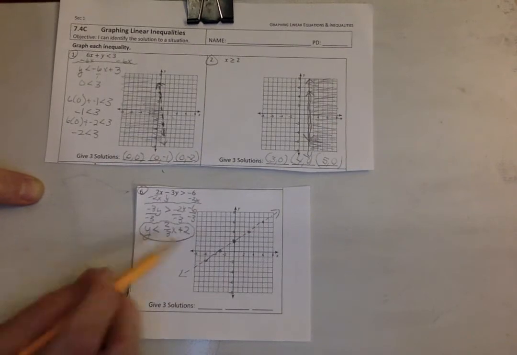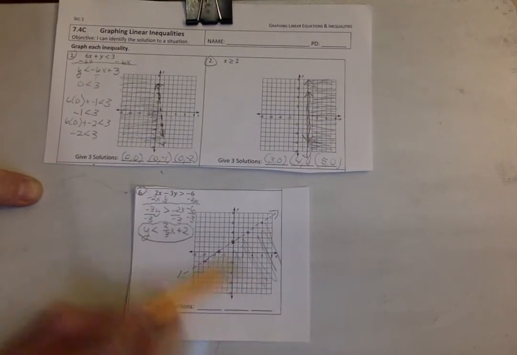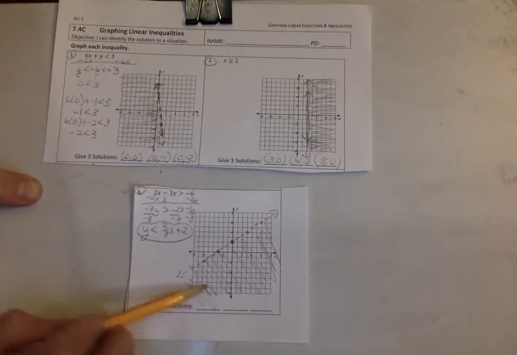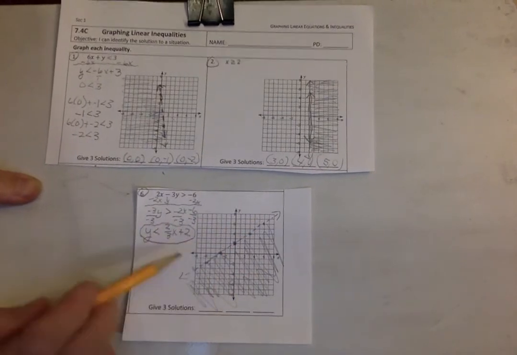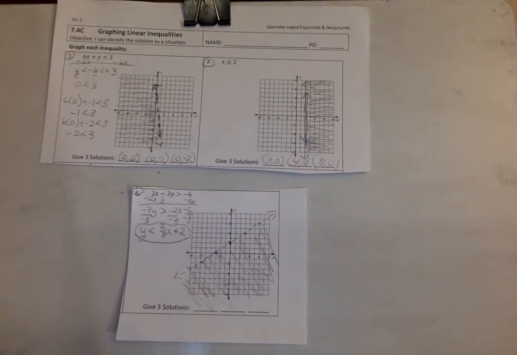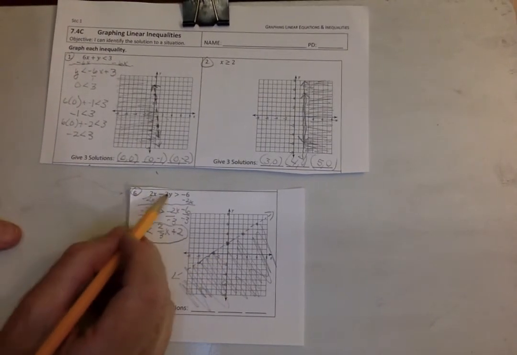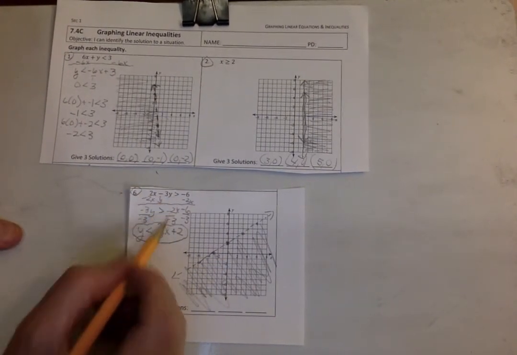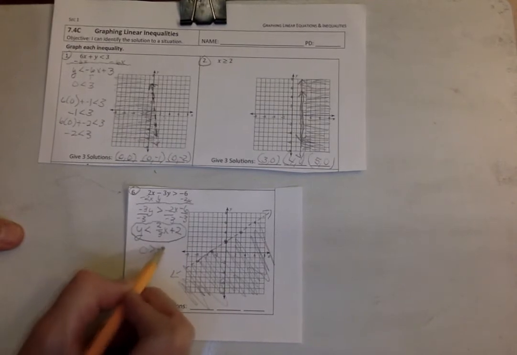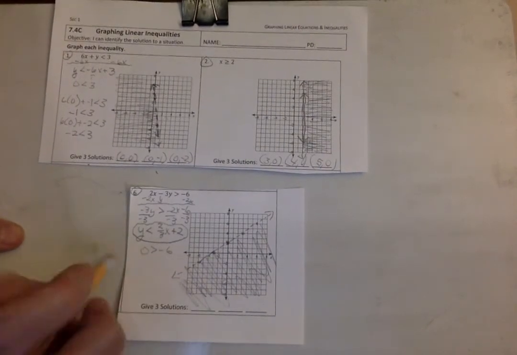And now it's less than, so it's going to be shading underneath. It's where the ladder falls. So again, you don't include the line because it's just less than and not or equal to. Now, 3 solutions. 0, 0 should work. If I put 0 for x, 0 for y, is 0 greater than negative 6? And the answer is yes.